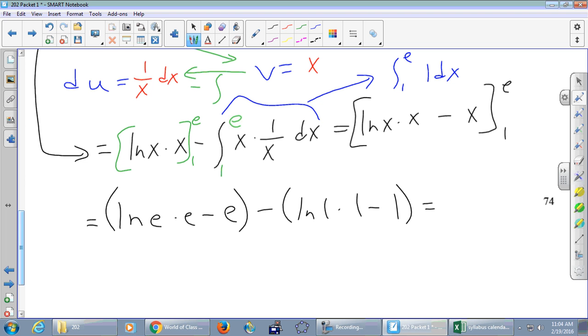Okay, how much is ln of e? That's 1, so times the e becomes e minus e. And how much is ln of 1? 0 times the 1, so 0 minus 1. So altogether I think this is just 1.